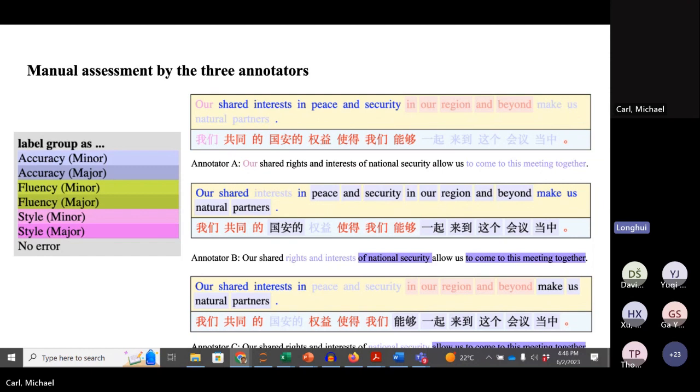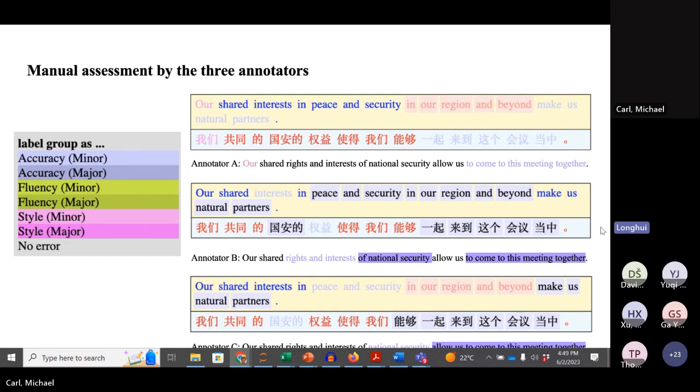And then here we can see "peace and security in Our Region and Beyond" was aligned by the annotator to this one, "of means of national security." This very big chunk is translated into 3 characters in Chinese, which means "of national security." And for this error, annotator B thinks this is a major accuracy error because it's in dark purple.